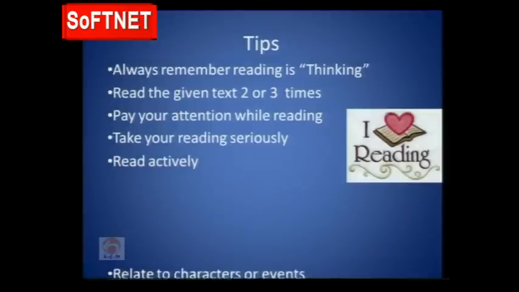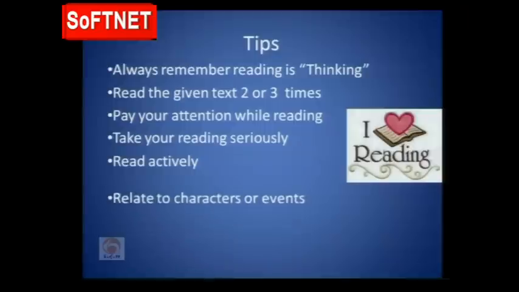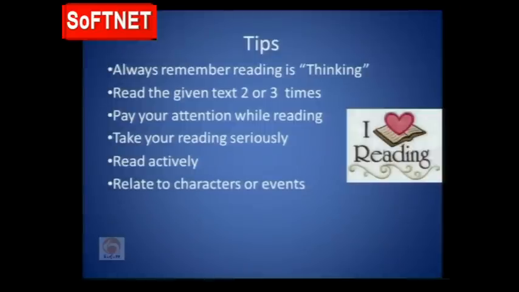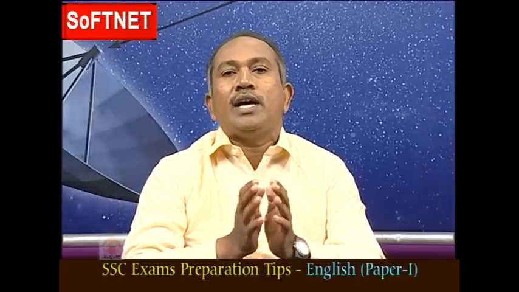Read actively. Relate to characters or events. Suppose you are reading the first paragraph, there are some incidents, events or a number of characters. You go on relating the things. What is the character? The first character is related to the second character, what is the incident that happened, and what is the turning event in the story. Like that, you have to correlate everything. This leads to a detailed comprehension of the given passage.